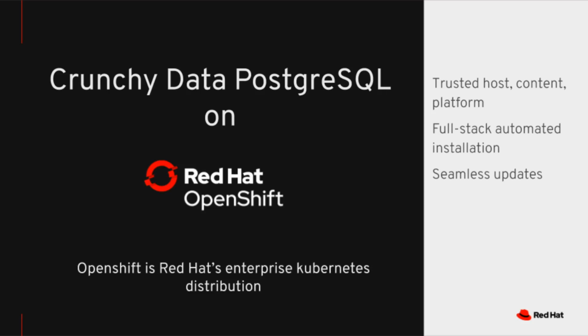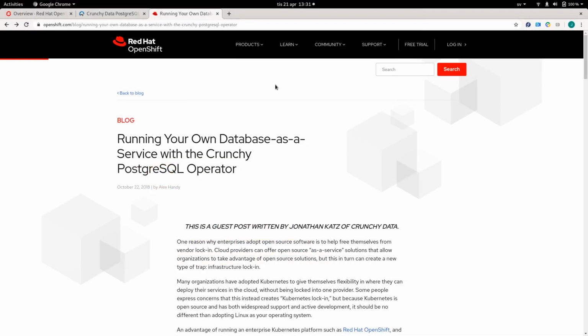I work as a solution architect for Red Hat, and today I thought that I'd demo a partner technology from Crunchy Data to deploy a Postgres database on top of OpenShift. There is a blog post explaining some of the steps that I will do that is from 2018, but it's still relevant as of today.